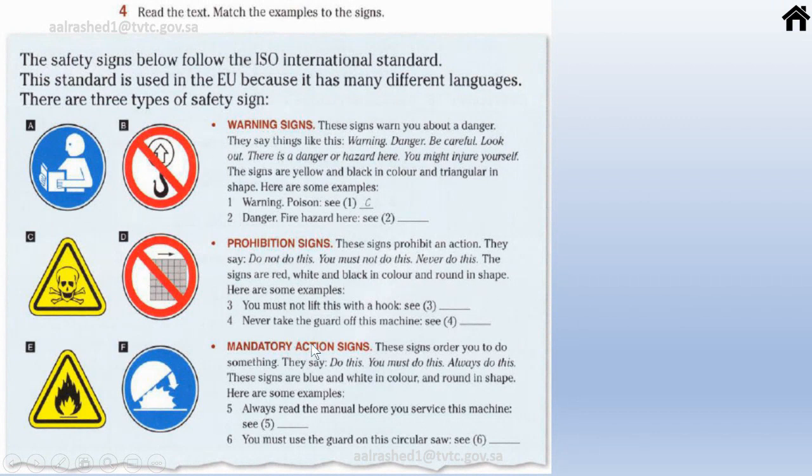Finally, mandatory action signs. These signs order you to do something. The opposite of the prohibition signs, it tells you to do something. Its properties have a circular shape and their colors are blue and white.